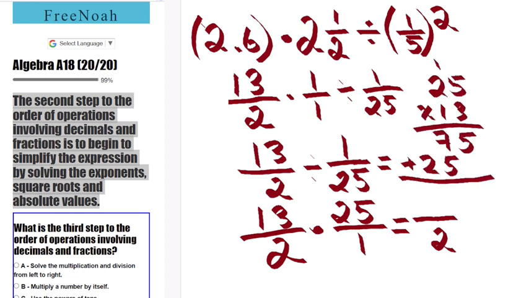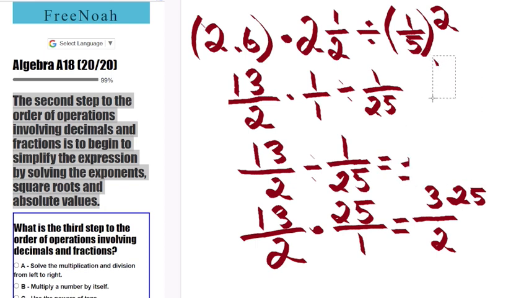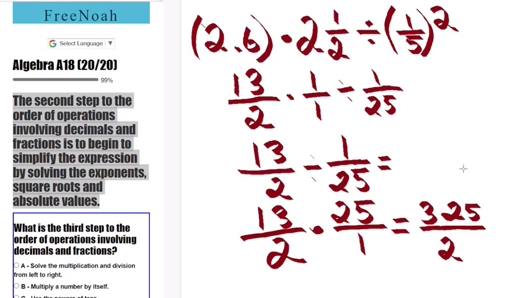Okay, that'll give us 325. And 2 times 1 will give us 2. So now we have our final answer here. Final answer is 325 over 2.